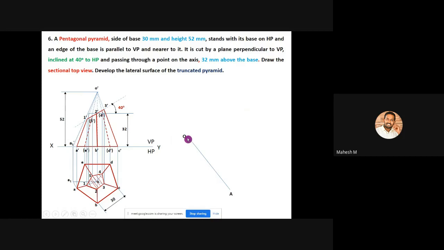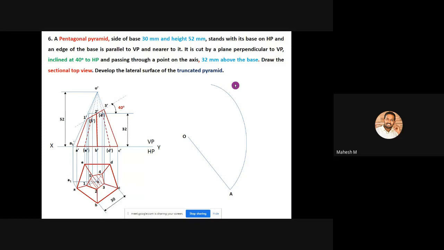Then you can take your compass, place your compass exactly at O, then create an arc with this dimension like this. You can create an arc. The center point is O.